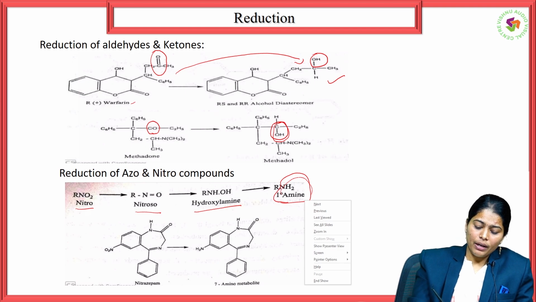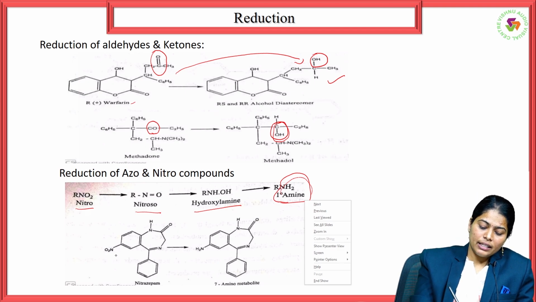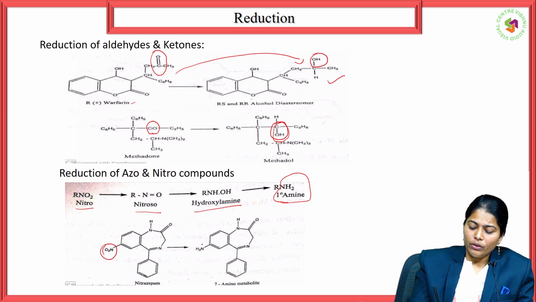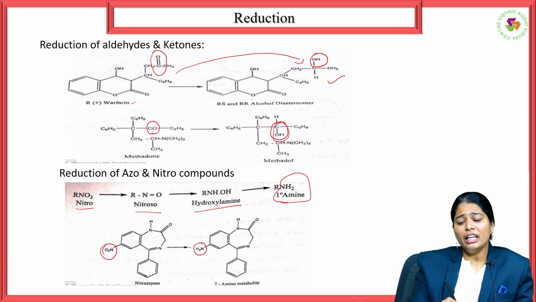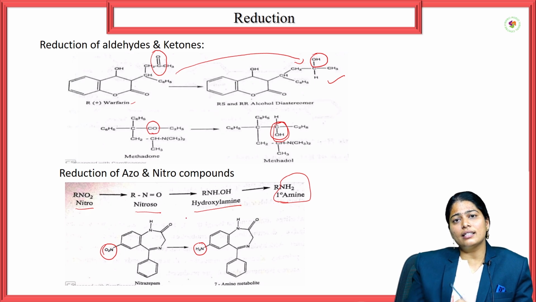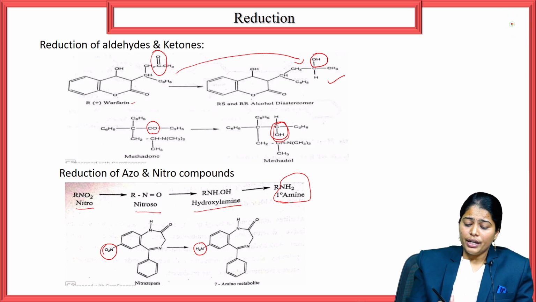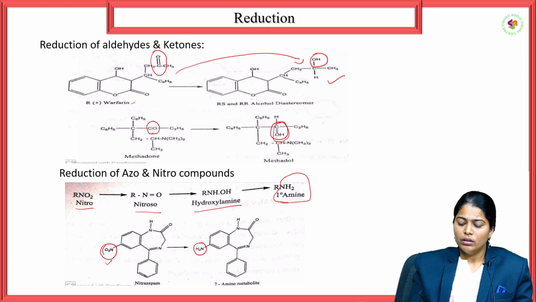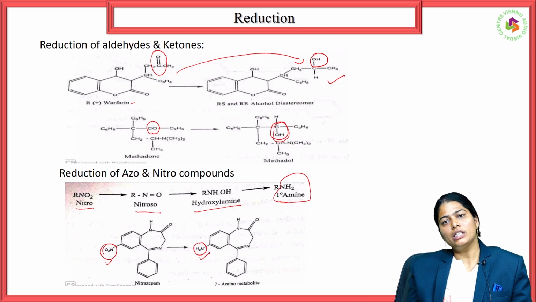See here in the example, the NO2 group, the nitro group, is converted into an NH2 group. In the intermediate, all the steps we discussed, the nitroso group and then the hydroxylamine group, are formed. Here we directly see the change in the drug molecule. The nitro group is converted into a primary amine group, which is a water soluble group.